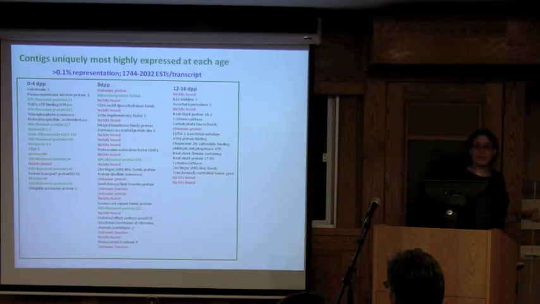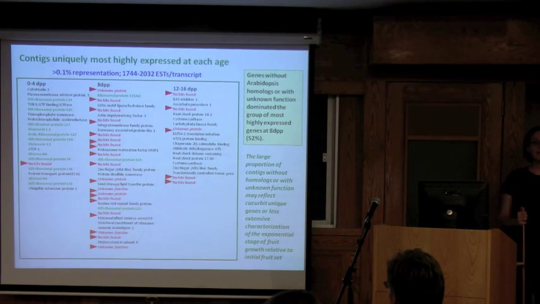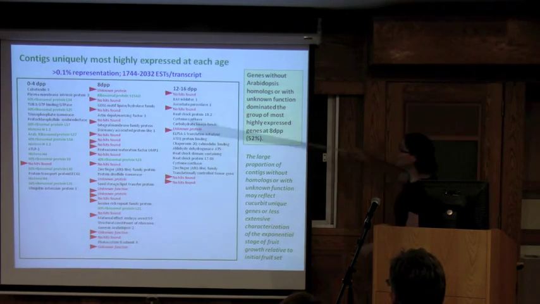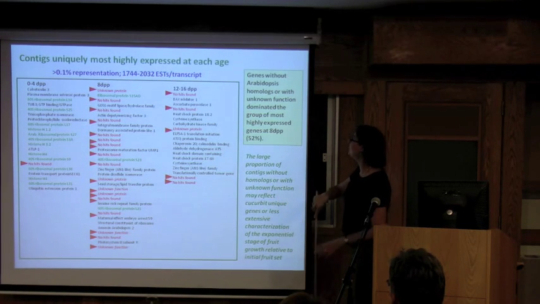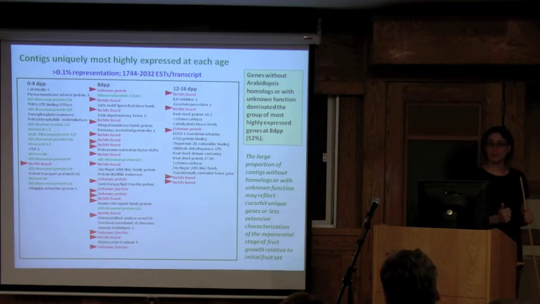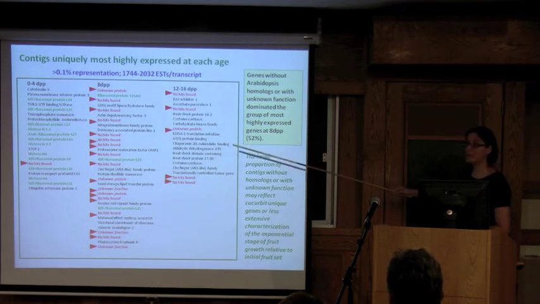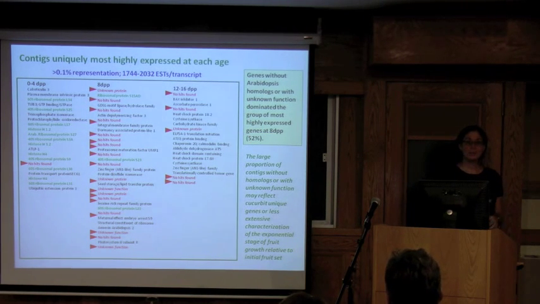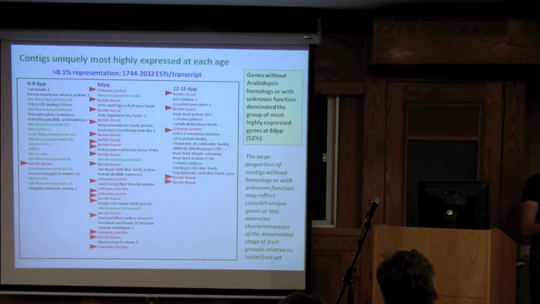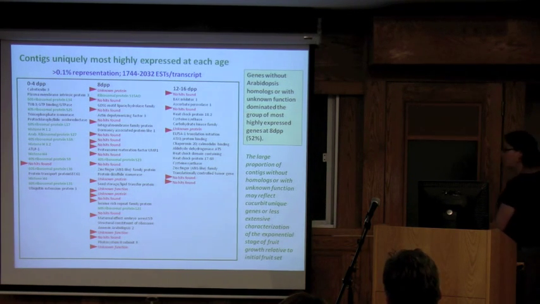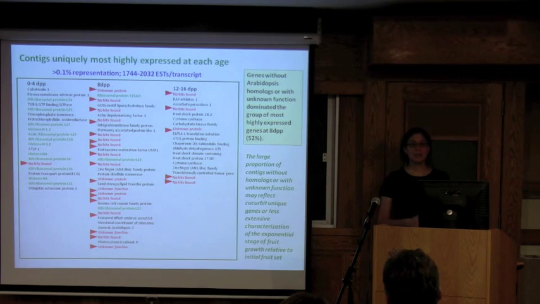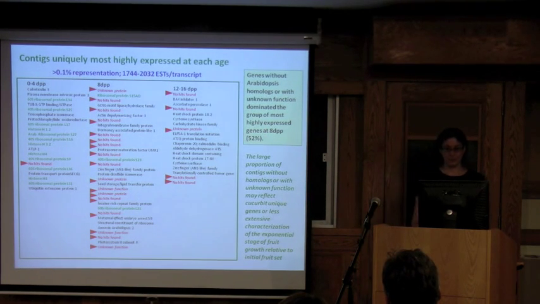But what was most striking, however, is that when we look at 8 days post-pollination, we see that more than half, 52% of those genes, either had unknown function, or did not have homologs in Arabidopsis, or if they did, we don't know what they do. So this large proportion of contigs without homologs or with unknown function may reflect either cucurbit-unique genes or less extensive characterization of the exponential growth phase.